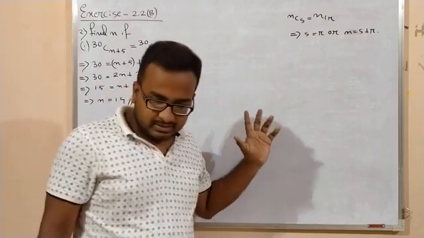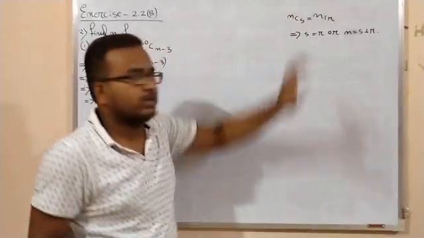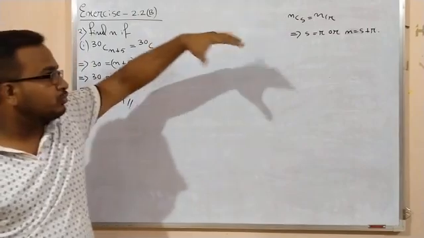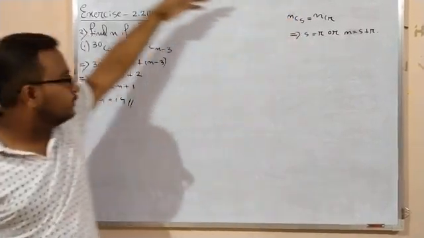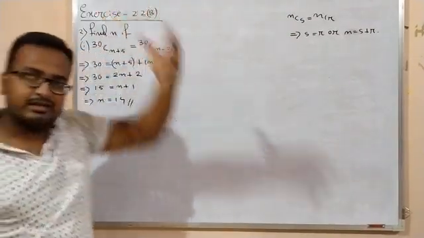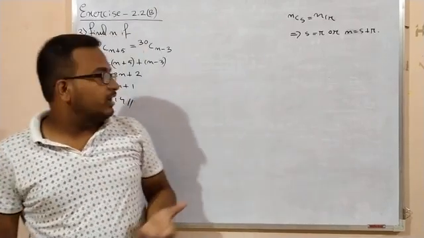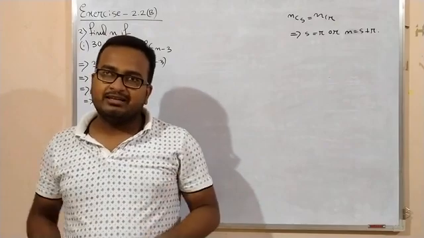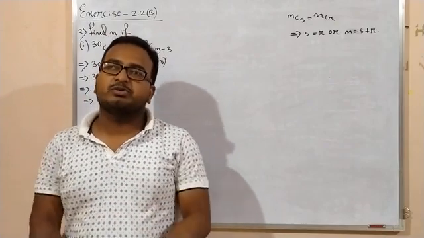Just think, if you don't know this property and you are going to solve this without knowing it, then you can think how much time you will take, and after that your purpose will not be solved.